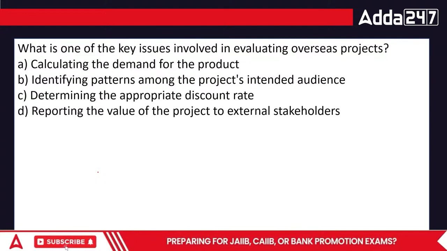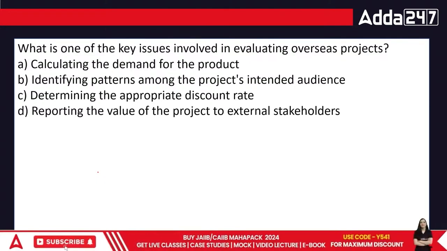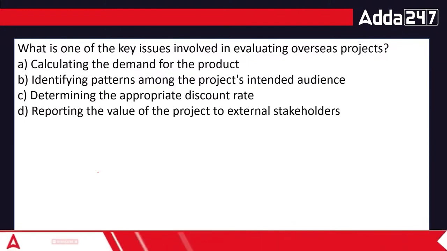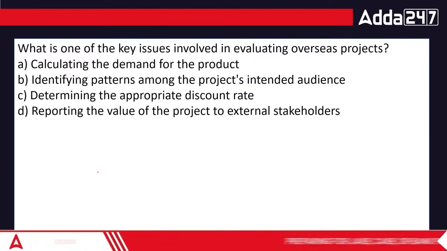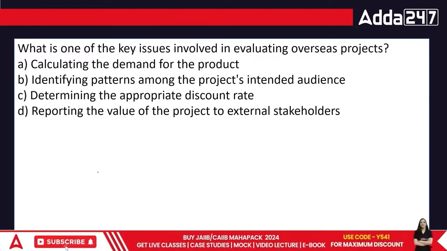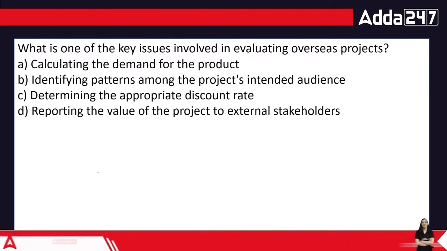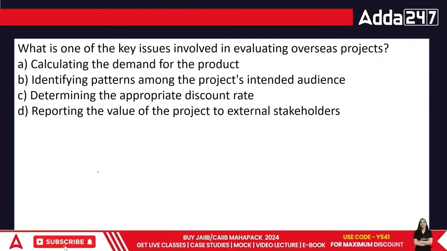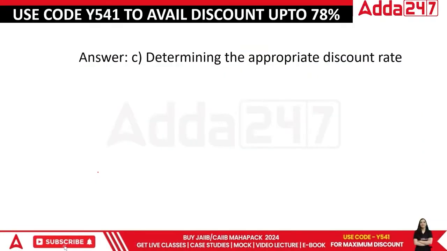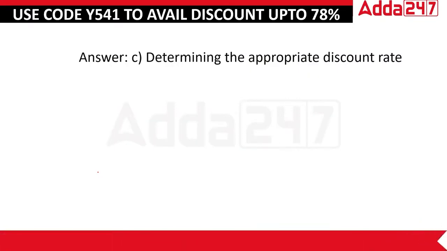So in this case, what's going to be the answer? The answer is identifying the patterns of the project. I just cannot. That's not one of the key issues. Then determining the appropriate discount rate, that can be. We have to find out the discount rates. And then we have reporting the values of the project to external stakeholders. In this case, the answer is to find the discount rates, because that is what we look forward to.